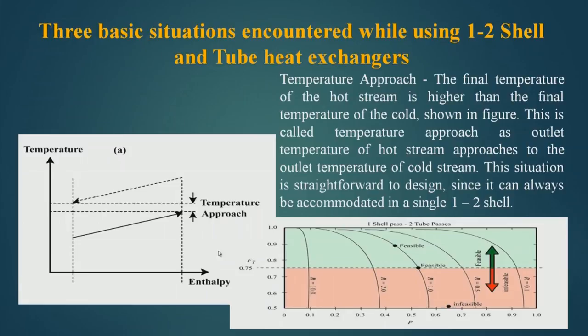Now, if we want to correlate a heat exchanger with some temperature approach, then this design falls in the upper part of this FT versus P graph, where R is a parameter. So, it is a feasible design, and here the FT is around 0.9. In this plot, the red portion shows infeasible design and the green portion shows feasible design.